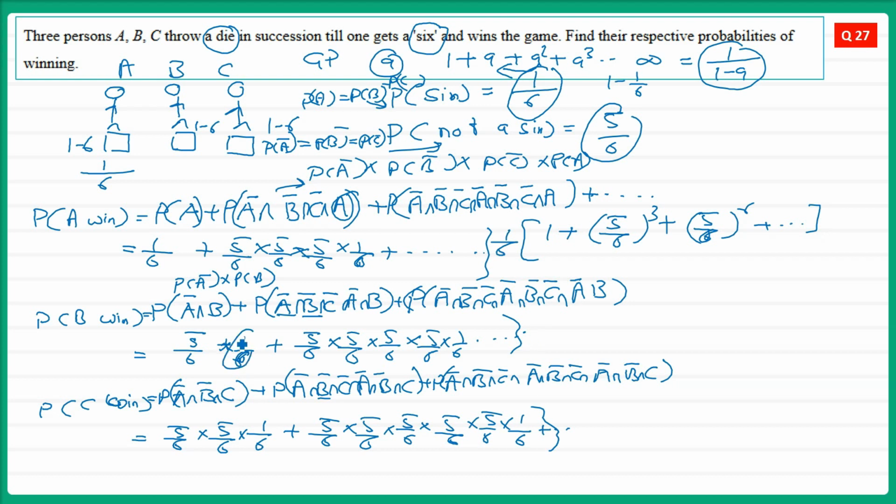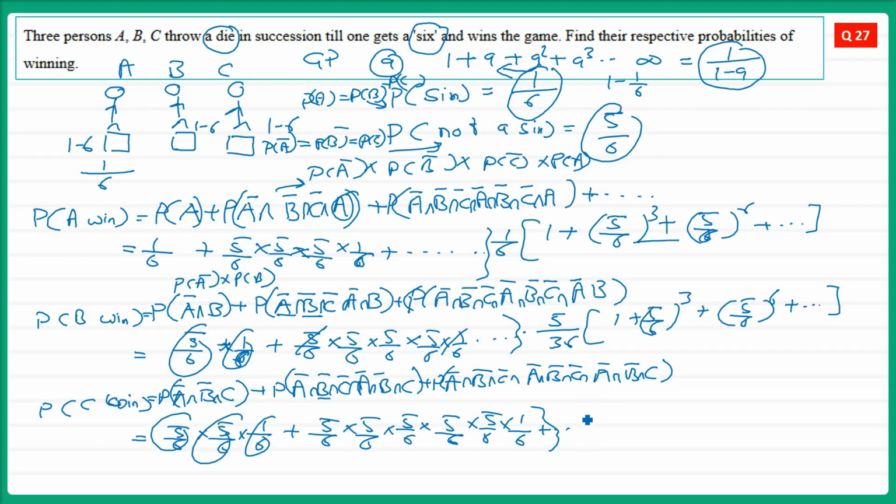Then the second one: take both of them, 5 by 6 and 1 by 6, which gives 5 by 36. Inside this we have 1 plus 5 by 6 whole cube. You have already taken 5 by 6 and 1 by 6 out, so 5 by 6 to the power 3 will remain. In all three series, the second term remains the same. Only the coefficient, the value preceding the series, is changing.